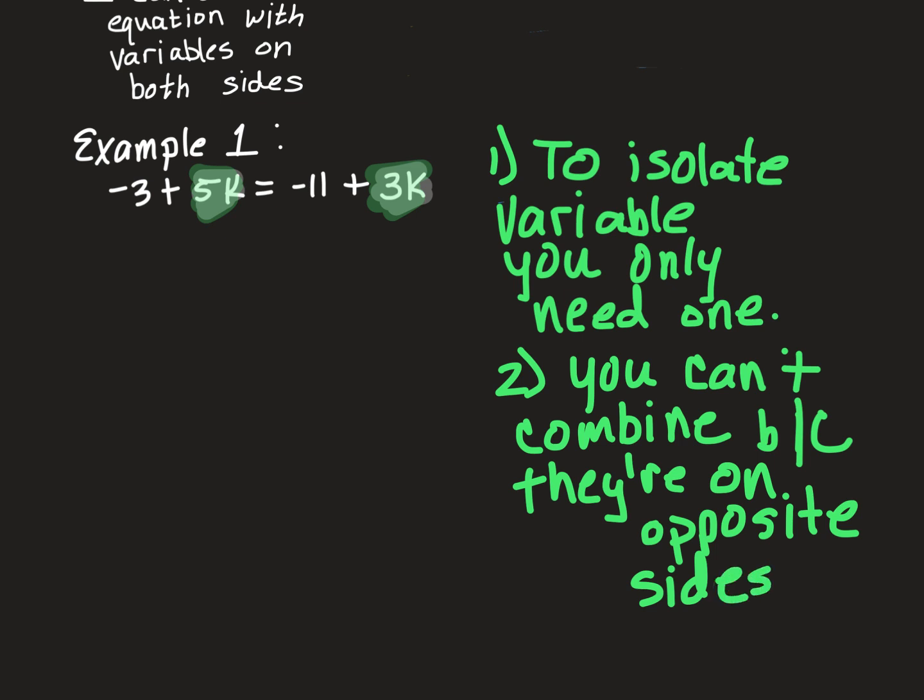So why am I getting ready to do what I'm getting ready to do? Because in order to isolate that variable, I can only have one, and you can't just put them together because they're on opposite sides of the equal sign. So I can't just take that 3K and move it over there to the 5K because that's going to mess up my balance beam. So what did we do last week?